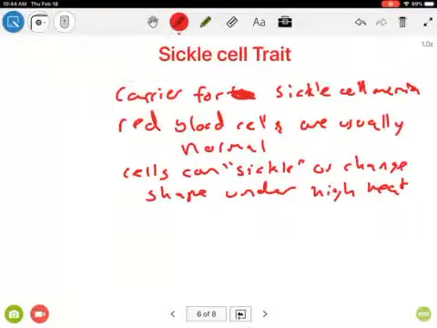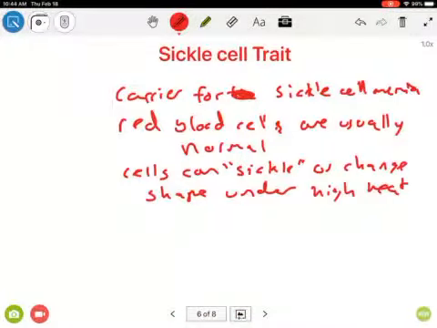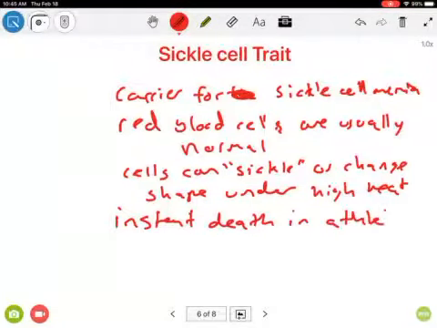Well, under high heat, their cells could flip and become sickle. They could go from this to this almost instantaneously. So what's high heat? Basically anything over like 105 degrees. And you're thinking, how does the body get to 105 degrees? It actually gets there very easily if you're exercising outside in high humidity in the middle of summer. This can cause instant death in athletes during summer sports.